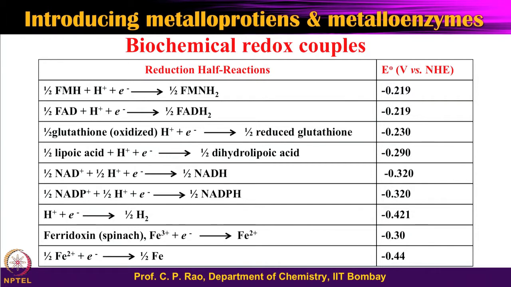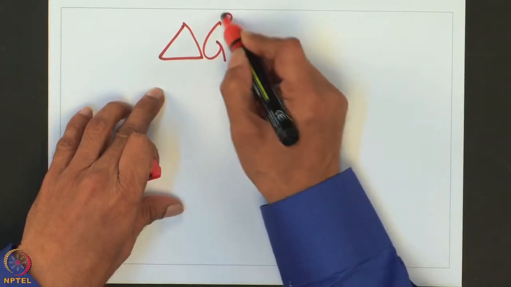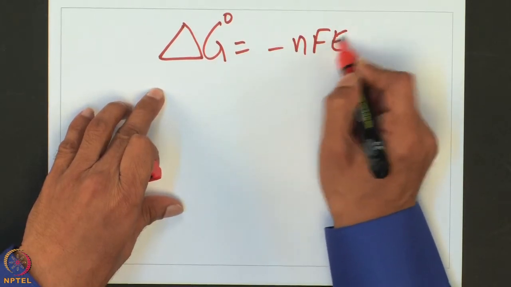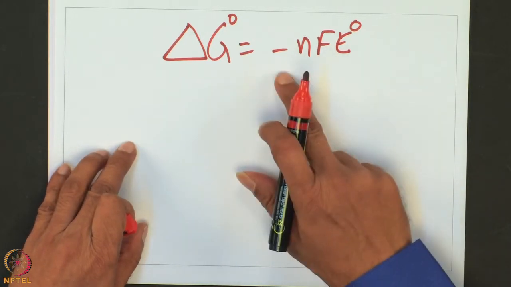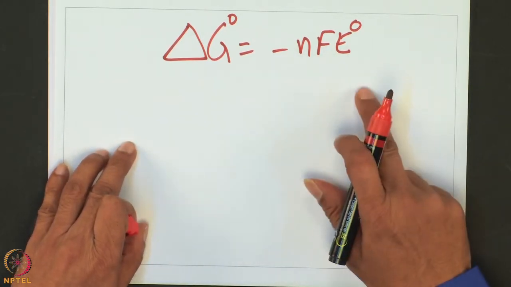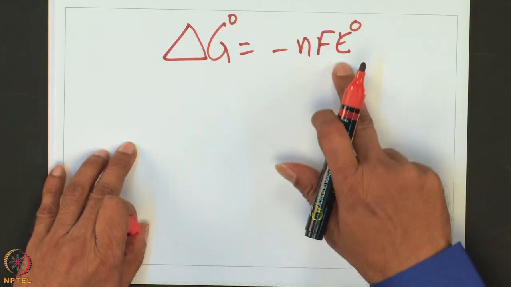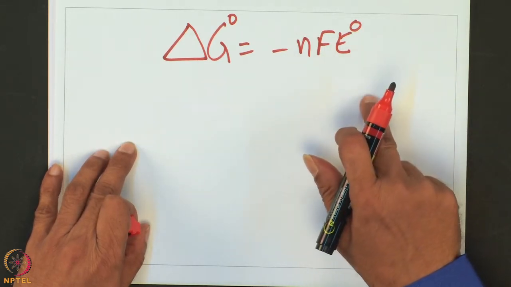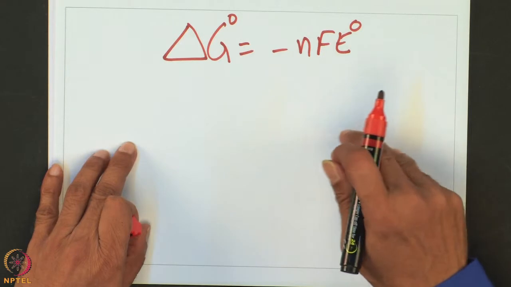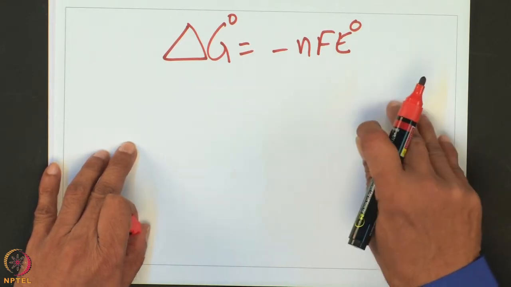This should be understood from delta G naught equals minus nFE naught. If the E naught, that is the redox potential, is minus, then delta G will be plus, which means reduction is not favorable. If the E naught is plus, then delta G is minus, and the reduction is favorable. So the more positive the reduction potential, the more it will be in the reduced form. The more negative the potential, the more its tendency to be in the oxidized form.